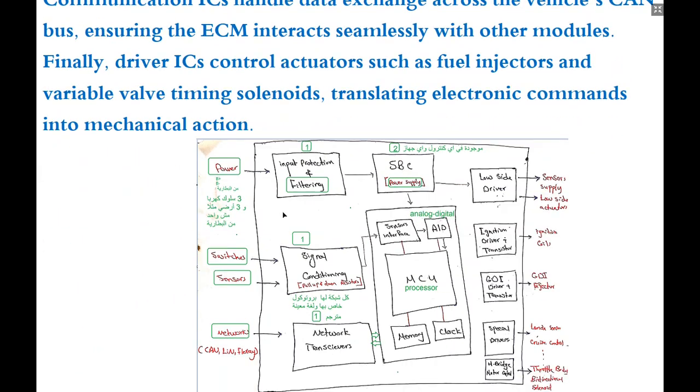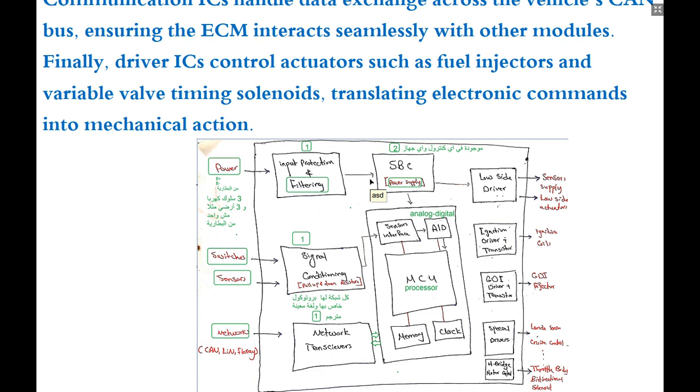Actually, we have a diagram. This diagram can let you know what's going on inside the ECM itself. So we have power, and that power comes from the battery. We have the main wire from the battery, with a positive terminal and a ground terminal, the power supply in the car battery.